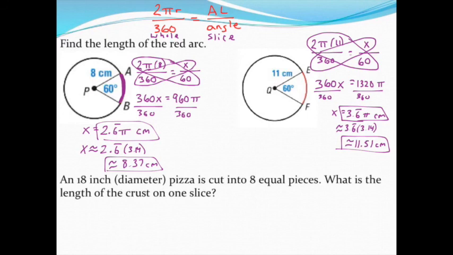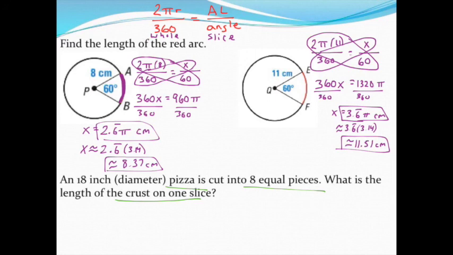In our last example to find arc length, we are not given an angle, but they do tell us we take this pizza and divide it up into 8 equal pieces. So knowing that information, we should be able to find the angle of one slice, which will tell us the length of the crust on one slice, which remember is arc length.